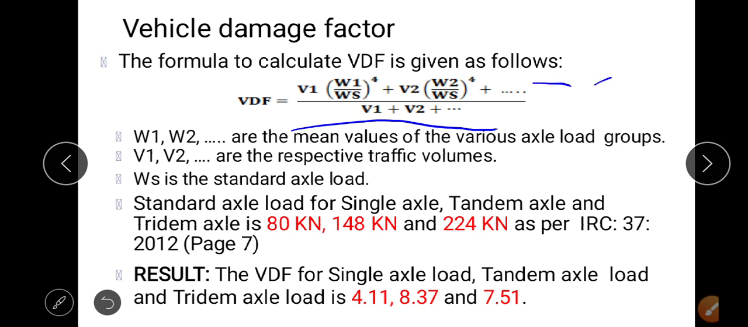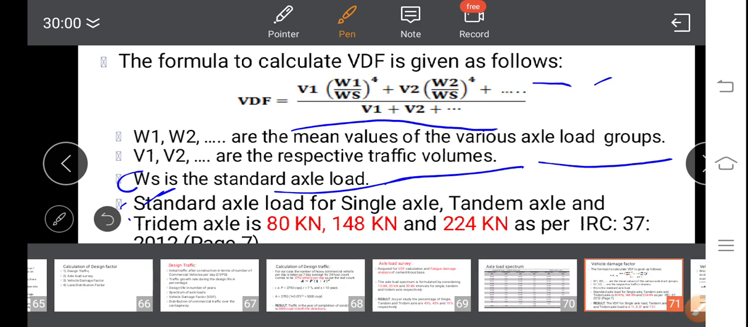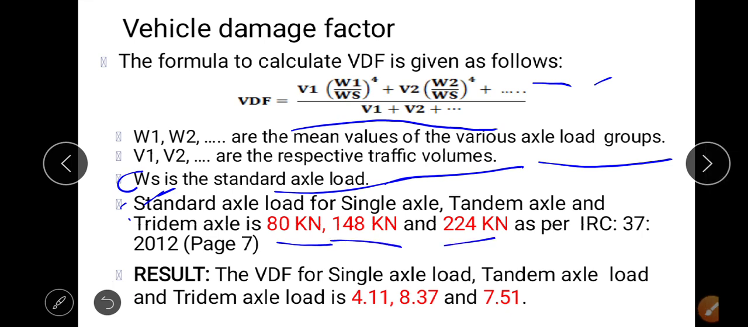W1 and W2 are the mean values of the various axle load groups. V1, V2 are the respective traffic volumes. WS is the standard axle load. That's why suffix S. Suffix S stands for standard axle. W, we know, always is load. Standard axle load for single axle, tandem axle and tridem axle is 80 kN, 148 kN, 224 kN.